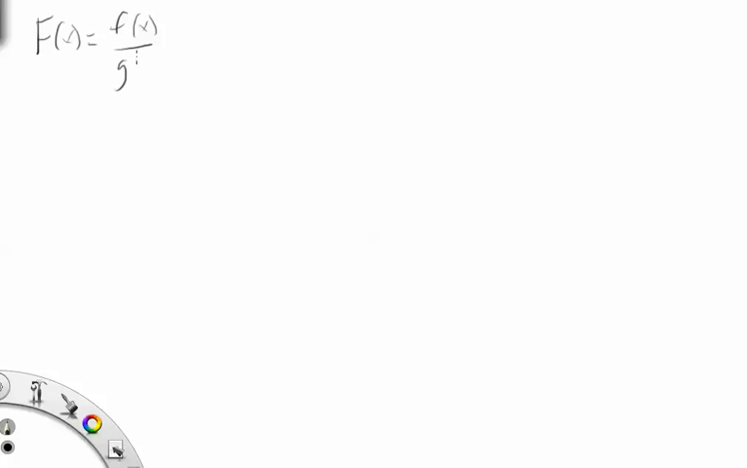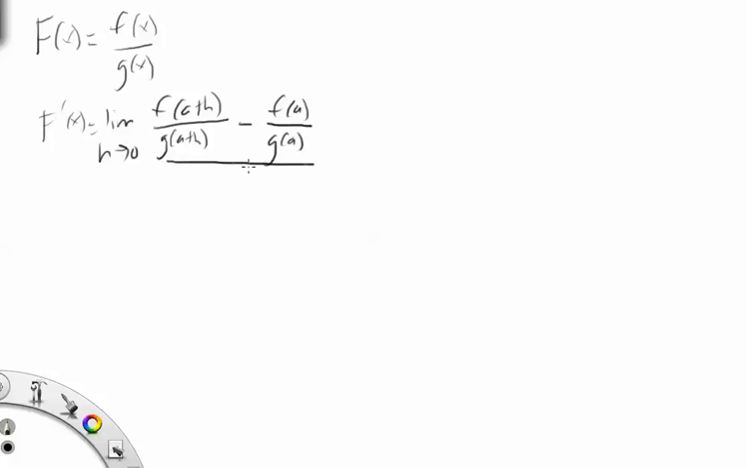So this is what we're starting with, and we got to go old school, so we got to use our limit technique. If I take the limit as h goes to 0, I have f of a plus h over g of a plus h, minus f of a over g of a, all over h as h goes to 0. When we've had problems like this in the past, we would find a common denominator. Hopefully things cancel out and simplify, and we'll go from there.